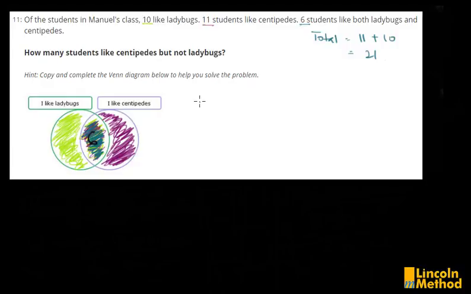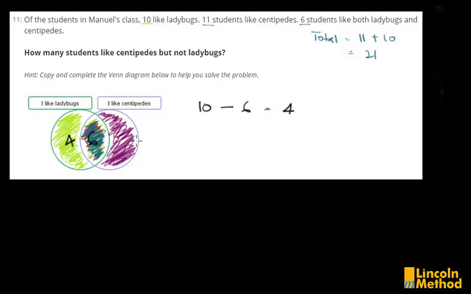So we have to take out 6 from 10. So if 10 people like ladybugs, 6 of these people also like centipedes. So the number of people who only like ladybugs and not centipedes should be 10 minus 6, which is 4, which is this area, the remaining area of the circle.